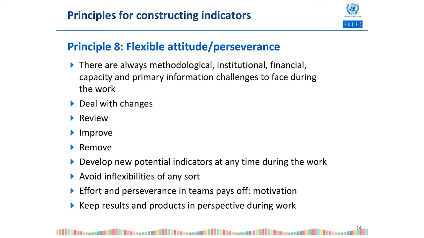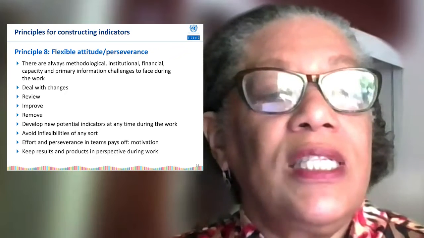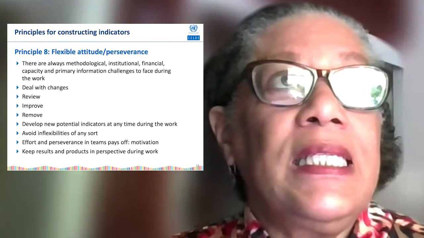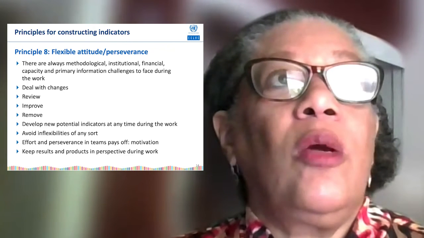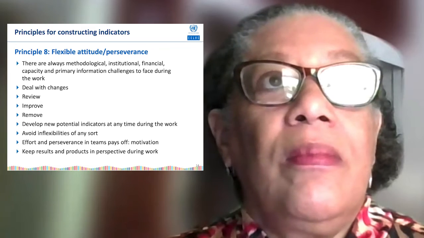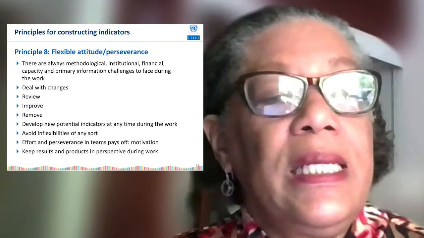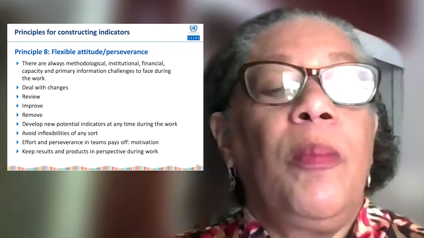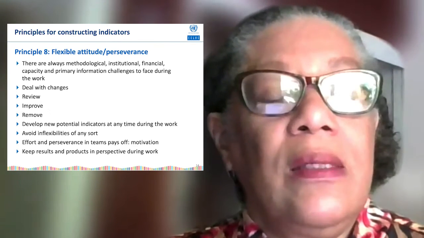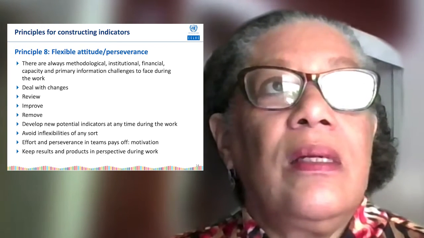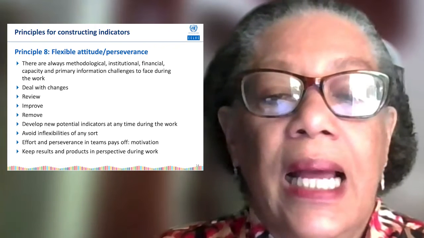And if necessary, we would have to remove indicators that may not be working or where we have insufficient or unsatisfactory information. And during this time when working on the indicators that have been selected, we may also find that we can develop new indicators during our work with other agencies. And we need also to be flexible when doing this sort of work and develop a motivated team who will work with perseverance in figuring out how to build these indicators and keep in mind what results and products we need to complete these tasks.